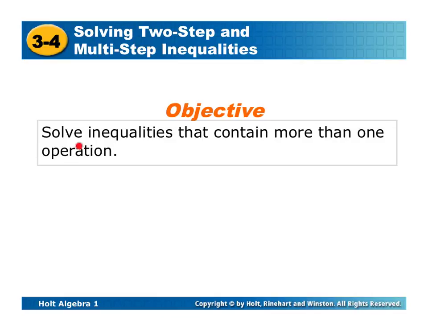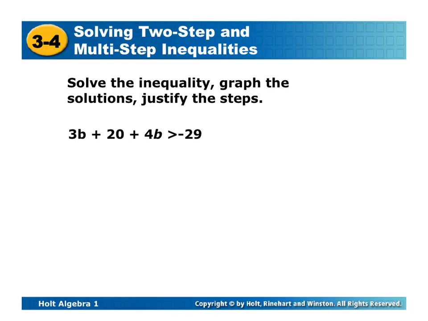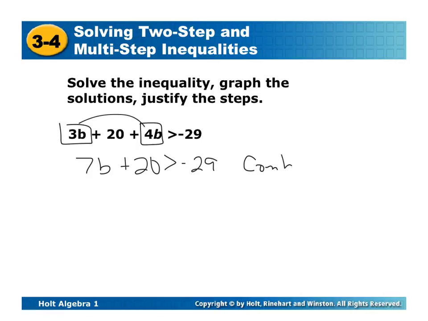Okay, welcome back. Today we're looking at solving inequalities more, focusing on those multi-step inequalities. So on these, just like we were doing before with equations, we're going to look at simplifying our sides first. So here, if you notice, we have a 3b and a 4b. So the first thing we're going to do is put those together, and we get 7b plus 20 is greater than negative 25, or 29. And we can do that because we are combining like terms.